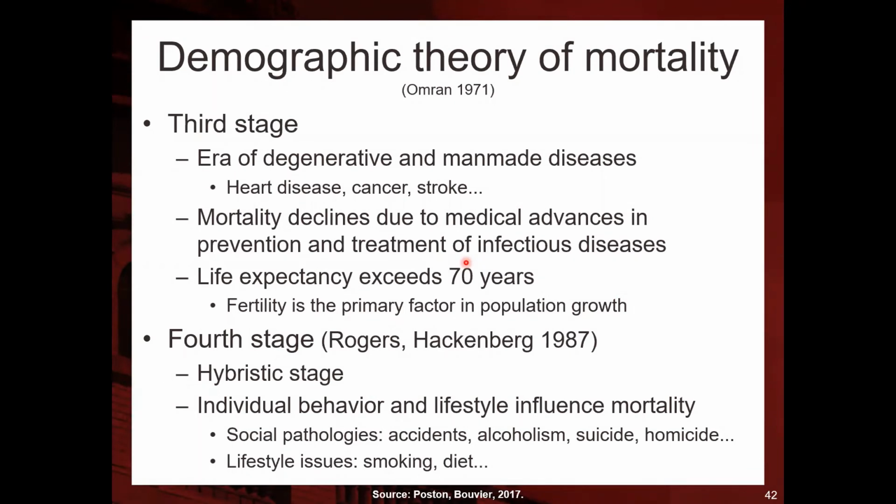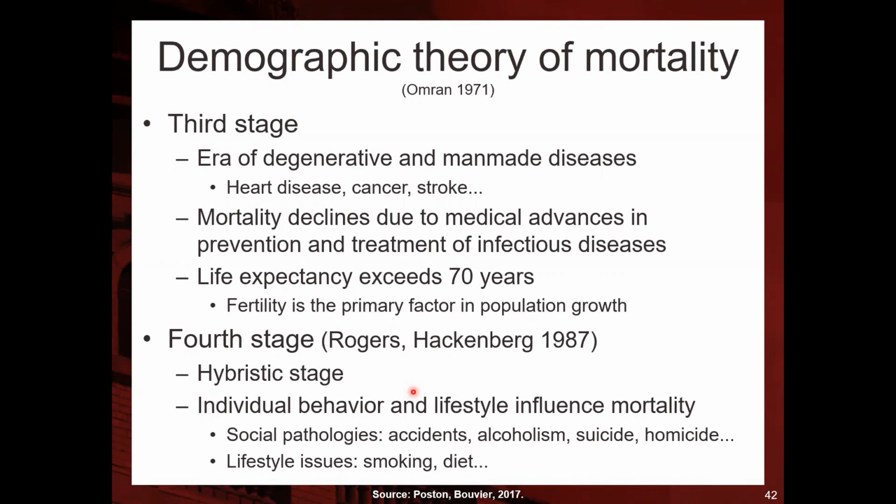And then as societies develop even more to lower levels of mortality, we reach the fourth stage, as discussed by Rogers and Hackenberg, what is called the hybristic stage, in which we start to see variations in the chances of people dying or getting specific diseases more related to individual behavior and lifestyle. Individual behavior and lifestyle tend to influence mortality more in our contemporary society than in the past, because in the past, everybody was affected since we had no technological advancement, no vaccines, and so on. Now everybody has that basic, and what makes people more likely to have some diseases and die is related to individual behavior. So accidents, alcoholism, suicide, homicide, smoking, diet.